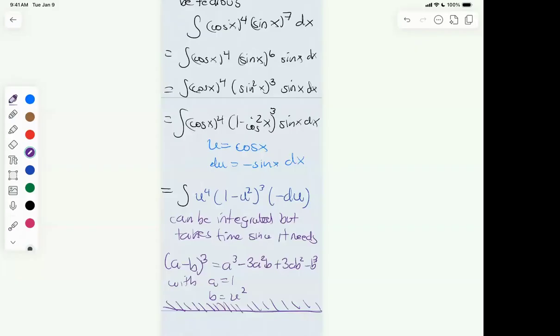That okay? So far, so good, making sense? Okay. So that more or less takes care of the case when one of the powers is an odd number. If both happen to be even, this trick does not work, right? Because we had to extract a sine or a cosine depending on what you need to make it work.